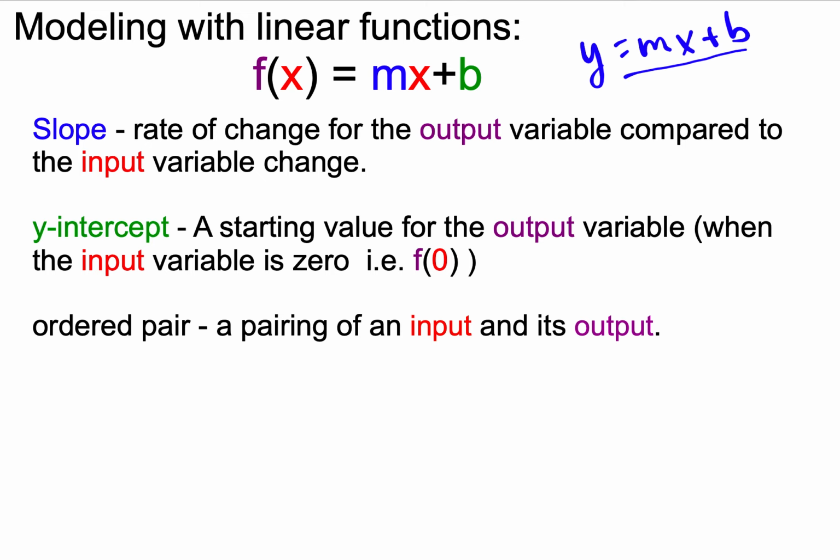You've got your slope, which is your rate of change. It tells you how the output variable is changing compared to the input variable's change. The y-intercept is, of course, in the equation here, the b. It's a starting value for the output variable when the input variable is 0. And then an ordered pair is a pairing of input and output where we're told how those two relate for one specific value.